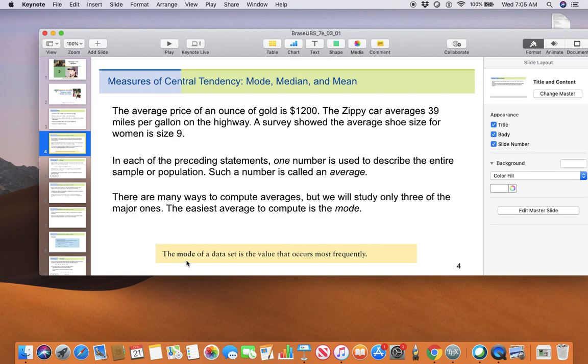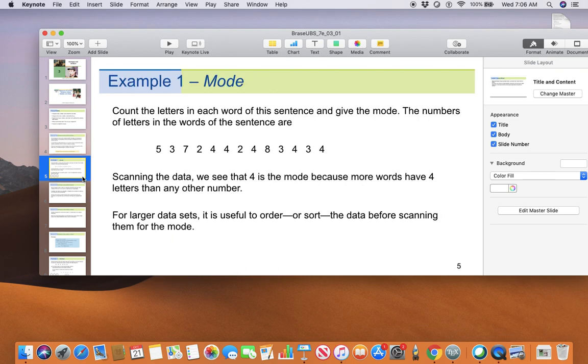Okay, so one is the mode. The mode of a data set is the value that occurs most frequently. So you gave me a whole bunch of shoe sizes. I look for that shoe size which is most frequent. All right, that is the mode. For example, here are a bunch of numbers, right? Look at 5. How many times does 5 appear? Only once. Look at 3. 1, 2, 3. 3 times 3 appears.